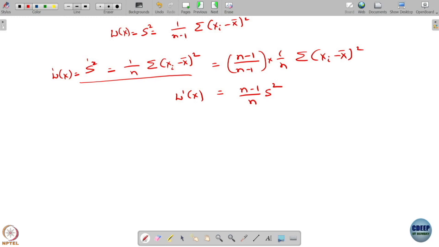Now let us compute its mean squared error. So what is the mean squared error for W? By our definition, this is W prime minus, we are still considering it to be an estimator for sigma square, right? So this is sigma square whole square. This I know as, sorry, the variance of W prime plus the bias squared. How is bias defined? Bias is expected value of W prime minus theta, sorry, sigma square, right?